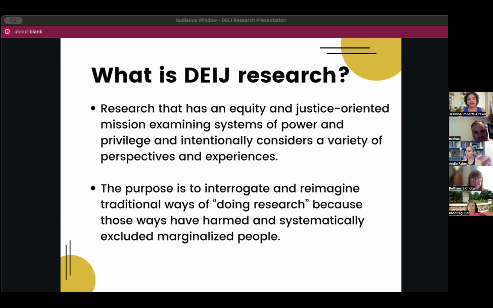And so that destination, at least the way that I'm defining it here, is really research that has an equity and justice oriented goal, right? And what does that exactly mean? It means really intentionally examining what we call systems of power, systems of privilege.